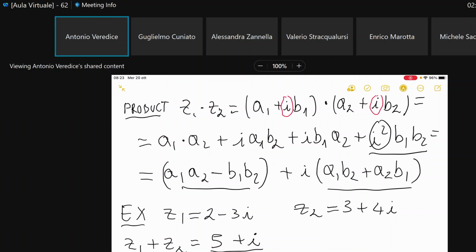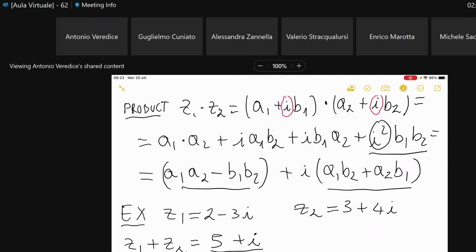You have 6 plus 12, which is 18, as the real part. What about the imaginary part? It is -1, since we have 2 times 4 is 8, minus 9. So -1 times i. And this is the product. Are you okay with this? Any questions?